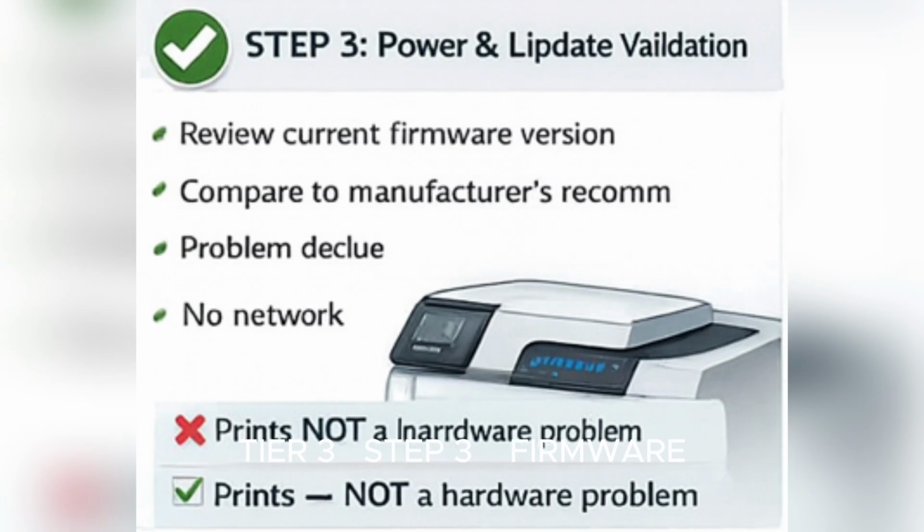Tier 3, Step 3, Firmware Review and Update. Let's do a firmware review and update. Verify the current firmware version and compare it with the manufacturer's latest release. Review the release notes for any known issues or bug fixes. You can either update the firmware if known bugs exist, or perform a rollback if a recent update caused the failures. Always document this step.